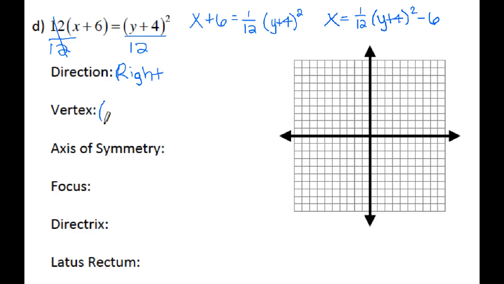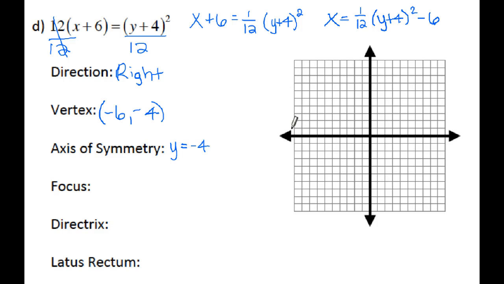My vertex, please be careful, because your x is on the outside, so I need to take the number that's on the outside. So it's going to be -6, and the number on the outside never changes. My y coordinate, I'm going to take the number from inside the parentheses since it's with the y, and since it's inside the parenthesis, you always want to do the opposite. Axis of symmetry always matches the variable inside the parentheses, so that's going to be y equals -4.